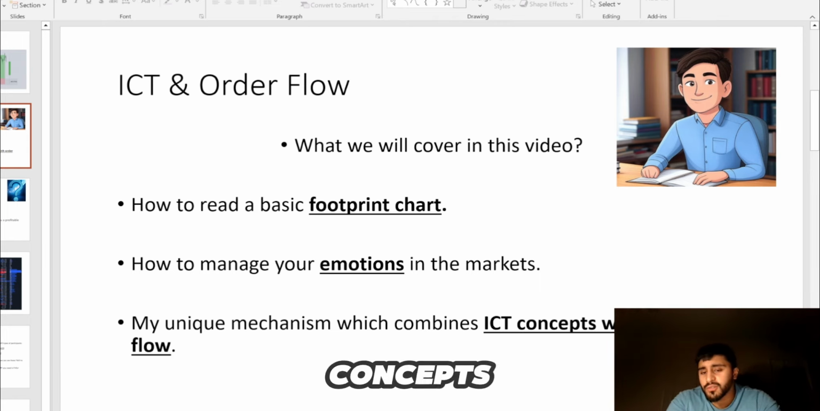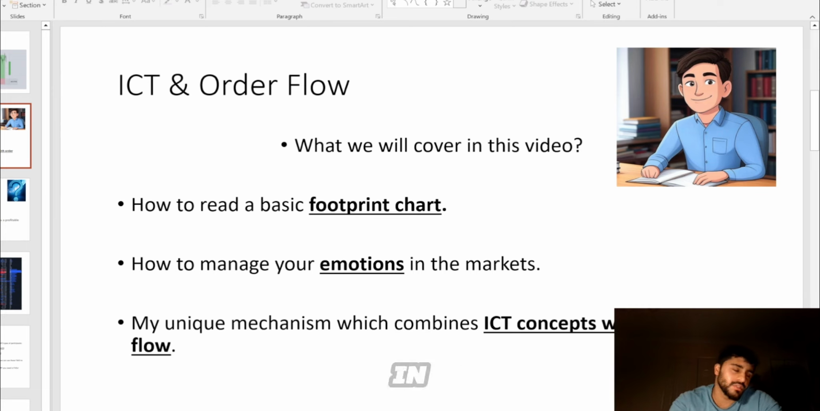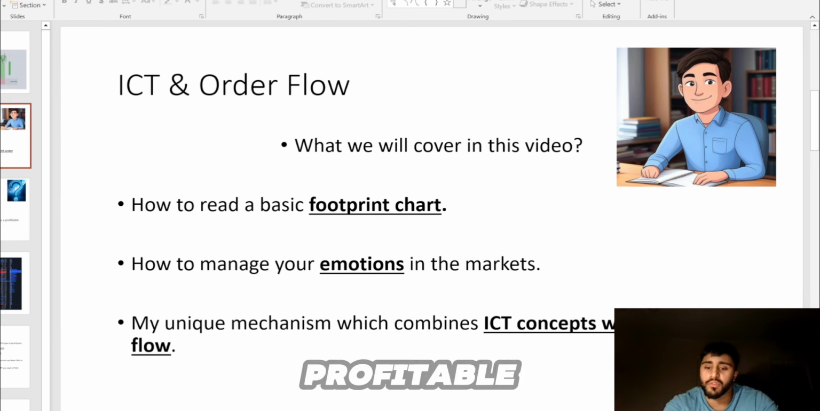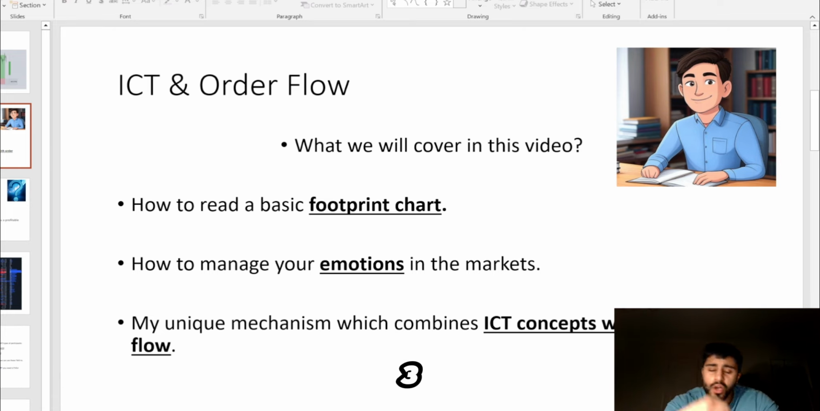When I say ICT concepts, I'm really referring to fair value gaps, because fair value gaps are the most important thing. Later on in this video, I'm going to show you exactly why they are the only thing you need to become profitable. Things like liquidity, power of 3, all those things are kind of secondary, but if you can understand ICT and order flow, you can become the greatest trader you can possibly become, right?